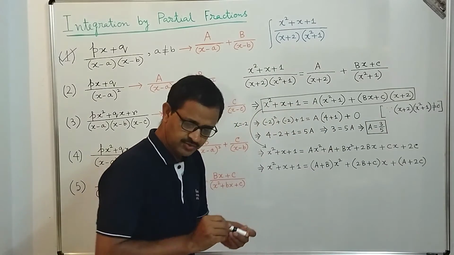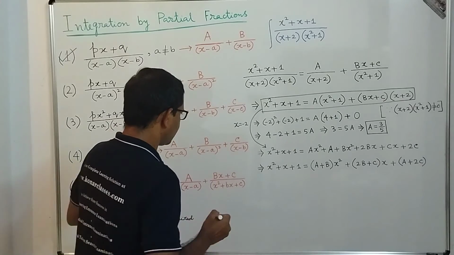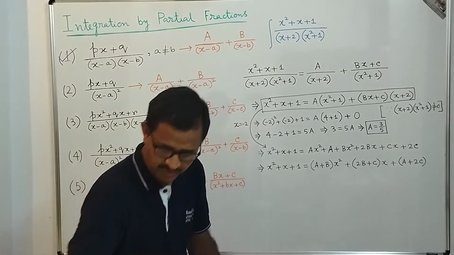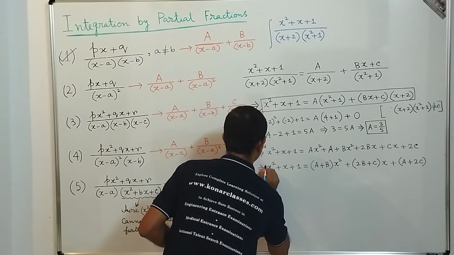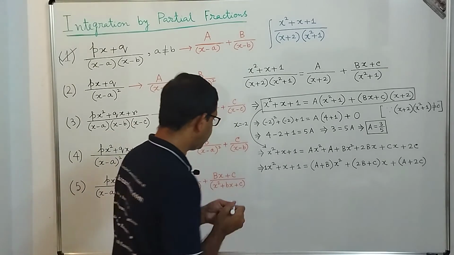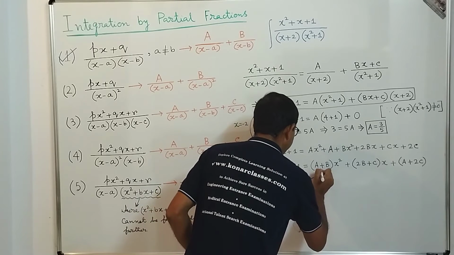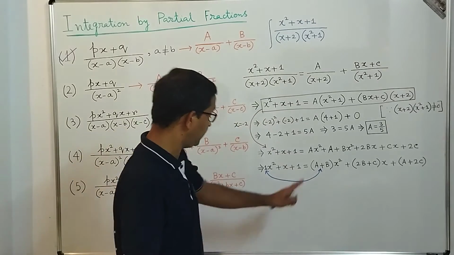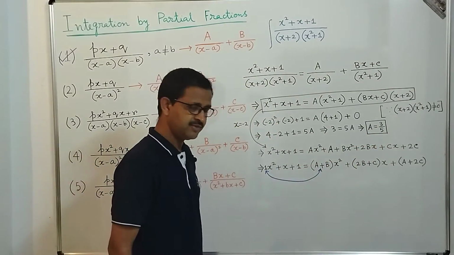Now what we can do, dear students, is look at the coefficient of x square in the left hand side, which is 1. That is equal to the coefficient of x square in the right hand side. So that means 1 should be equal to a plus b. We already found the value of a, that is 3 by 5. So b should be very easy.